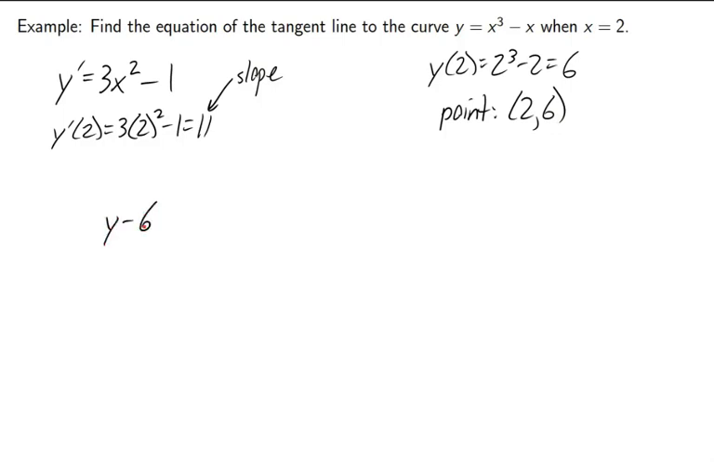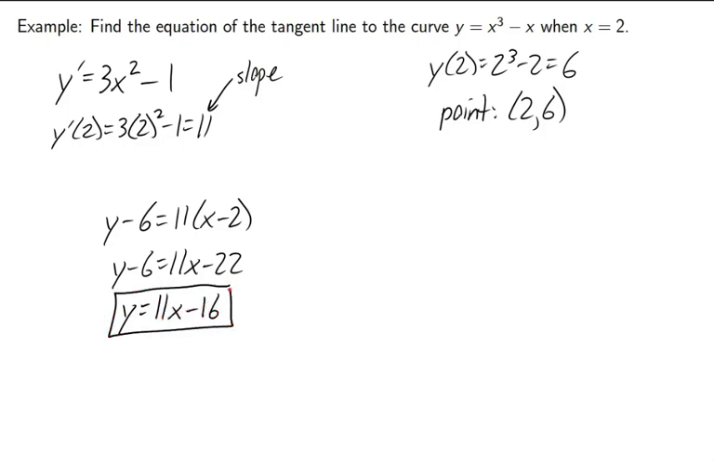Now we're able to use the point-slope form and find the equation of the line. It's y minus the y-coordinate equals the slope times x minus the x-coordinate. We get y minus 6 equals 11x minus 22, and adding 6 to both sides, y equals 11x minus 16. That is the equation of the tangent line to that function when x is 2.